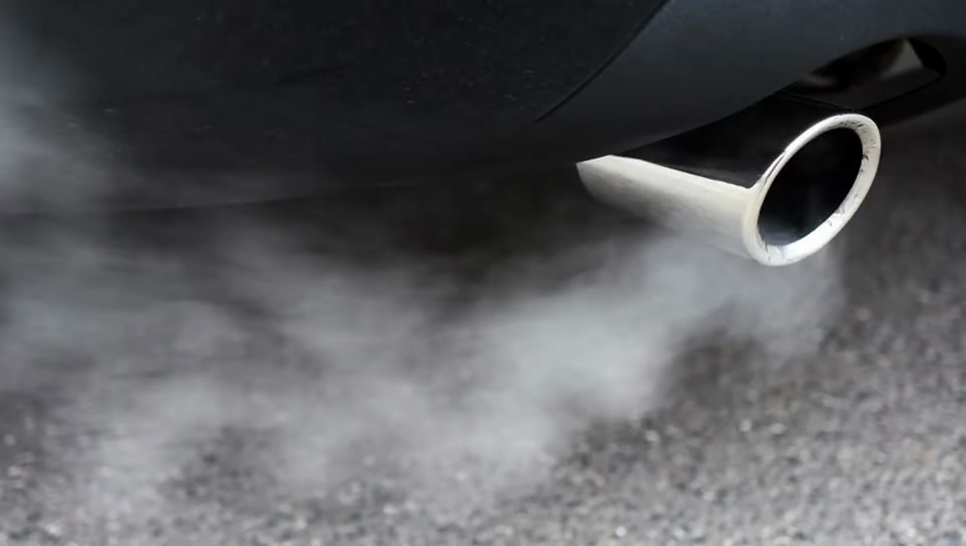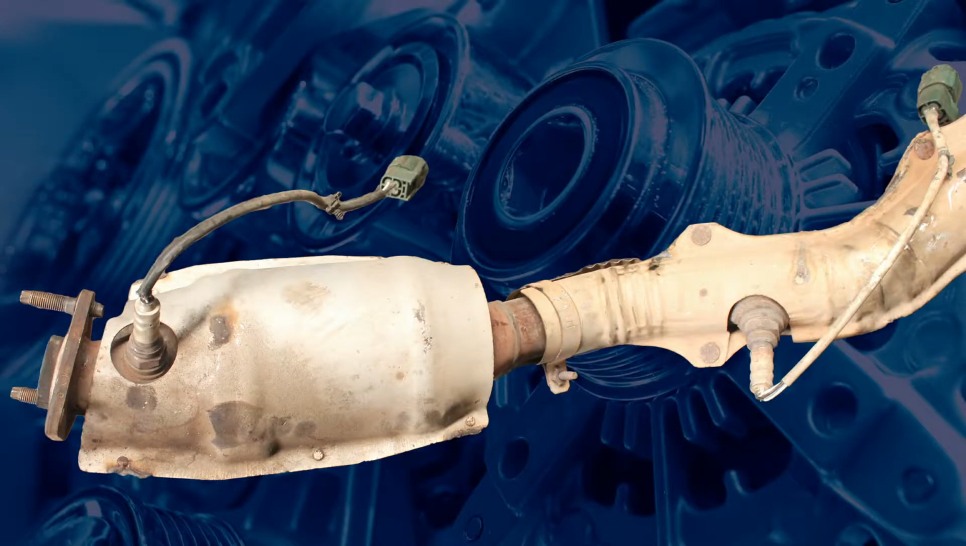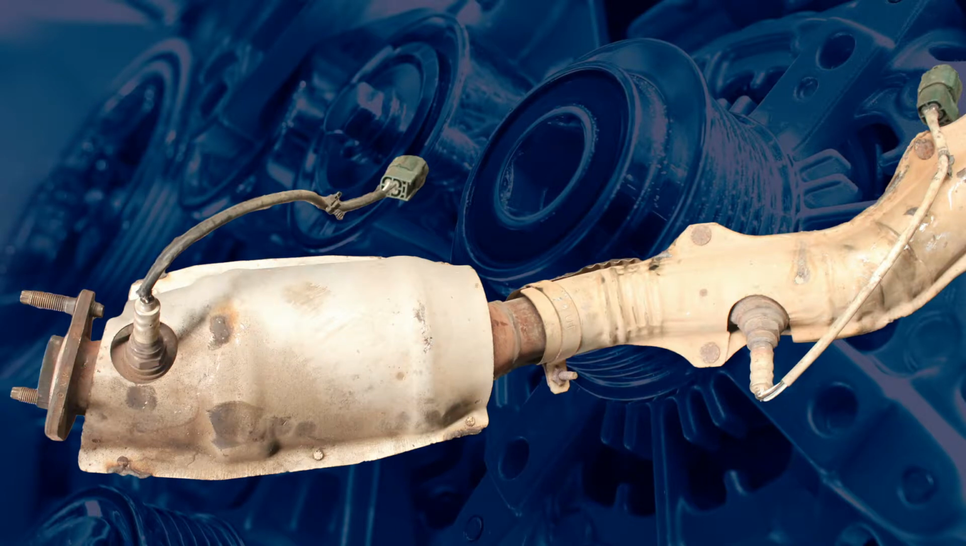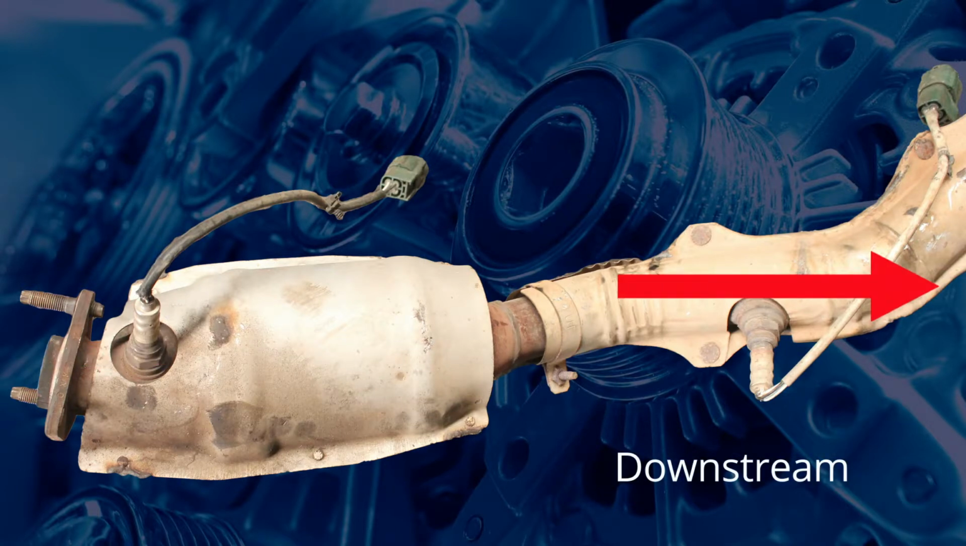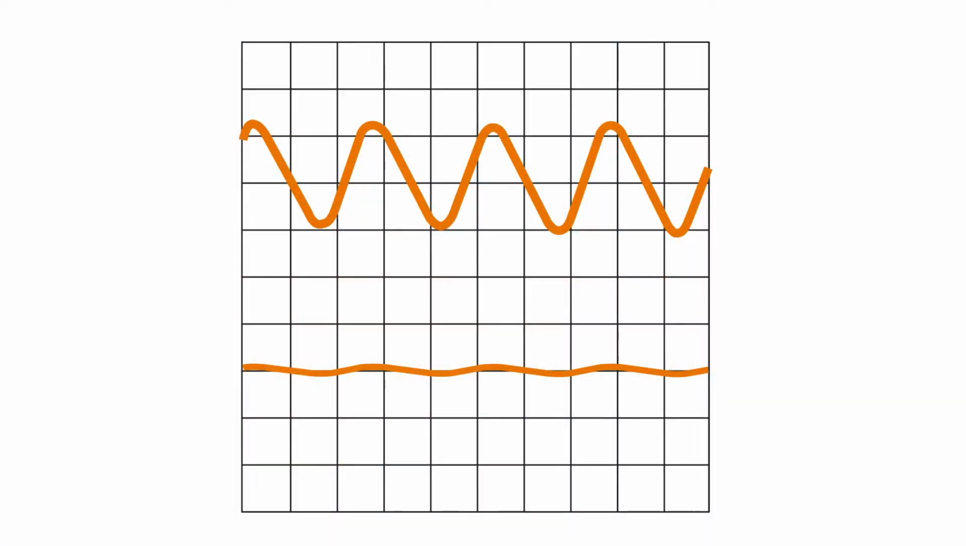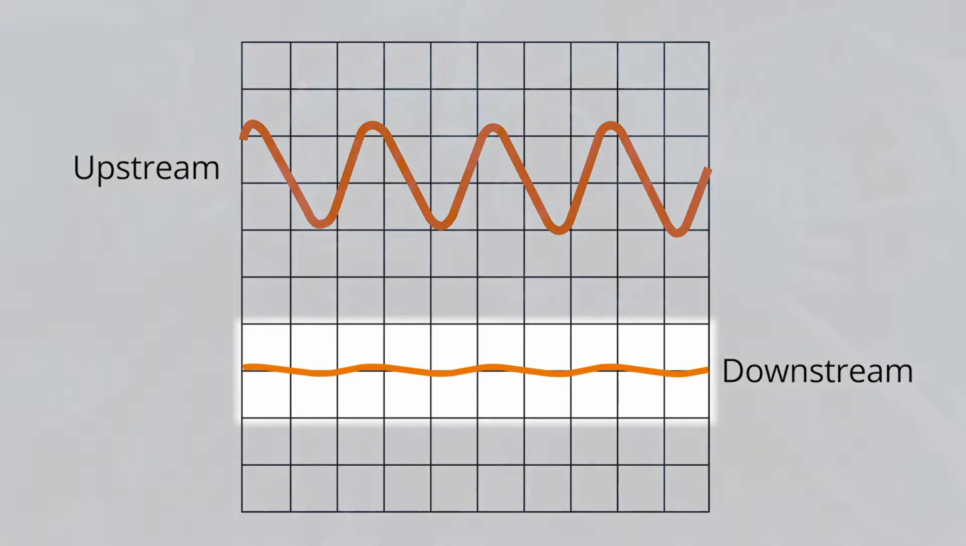For this system to work, there needs to be two oxygen sensors, one on the engine side of the catalytic converter, upstream or sensor 1, and the other on the tailpipe side, downstream or sensor 2. When the system is working correctly, the upstream O2 sensor will give an oscillating sine wave pattern. Once the exhaust gases have passed through the catalytic converter, nearly all of the oxygen in the exhaust should be removed, and the downstream O2 sensor should produce a flat signal with little or no oscillations.